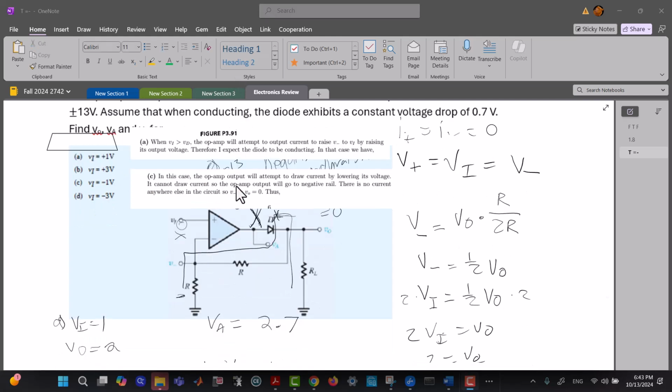But in situations C and D, the op amp output will attempt to draw current by lowering its voltage. It cannot draw current because of the diode. Therefore, the op amp output will go to negative rail or negative saturation. There's no current anywhere else in the circuit, so V minus equals V out equals 0. So that's what happens there. Just a better explanation.